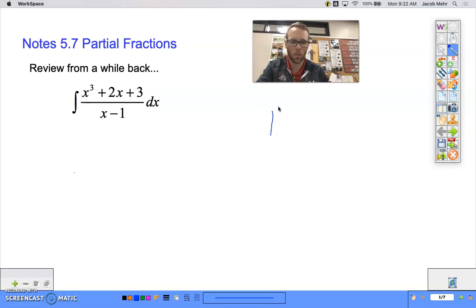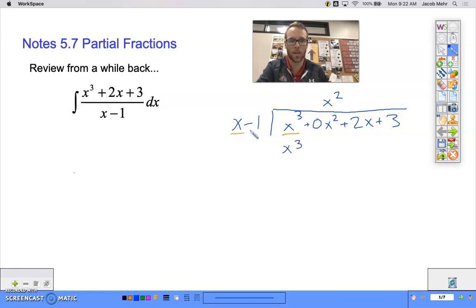So quick reminder on how that works. We'll put our x minus 1 out there. Our x cubed, notice there's no x squared. I'm going to put a 0x squared right there, plus 2x plus 3. And I say, okay, x times what is x cubed? That would be x squared. Then we multiply x squared times x cubed, x squared times negative 1, negative x squared.